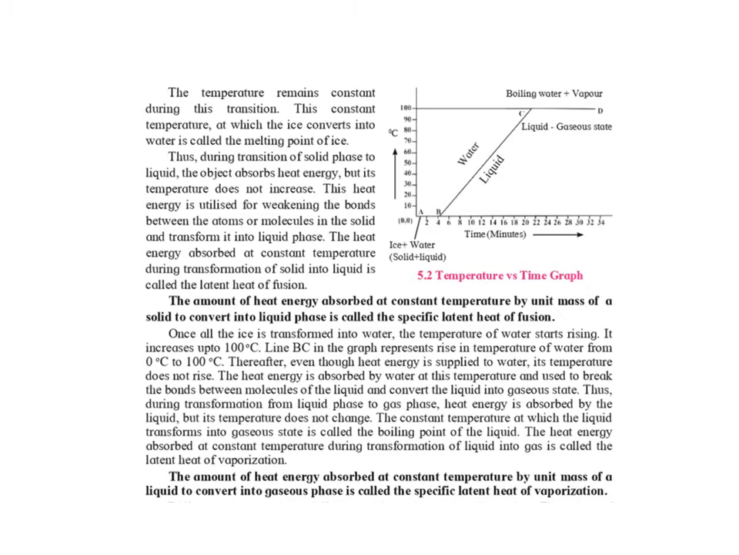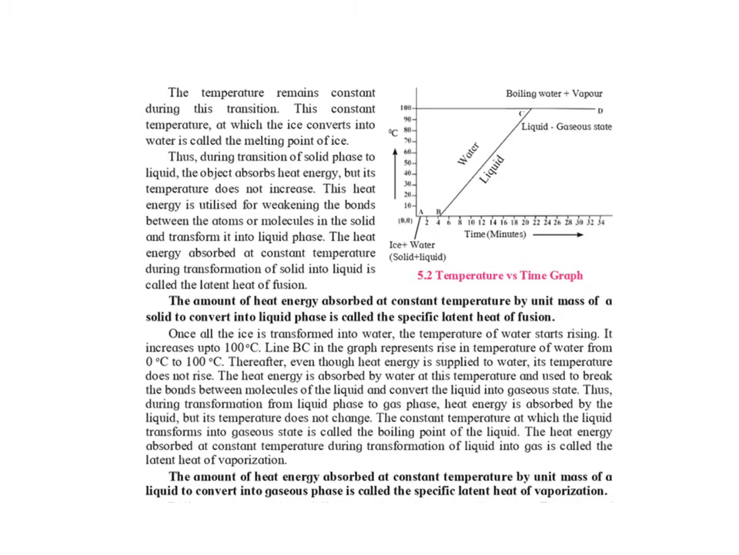It goes on increasing up to 100 degrees. So the line BC in the graph represents the rise in temperature of water from 0 degrees to 100 degrees. Now thereafter, even though heat energy is supplied to water, its temperature does not rise. The heat energy is absorbed by water at this temperature and is used to break the bonds between molecules of the liquid and convert the liquid into gaseous state. This is represented by the line CD.